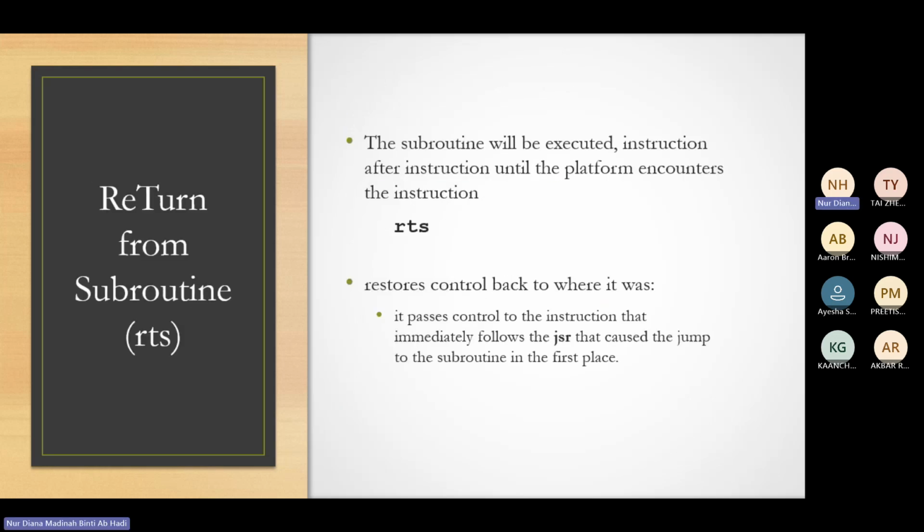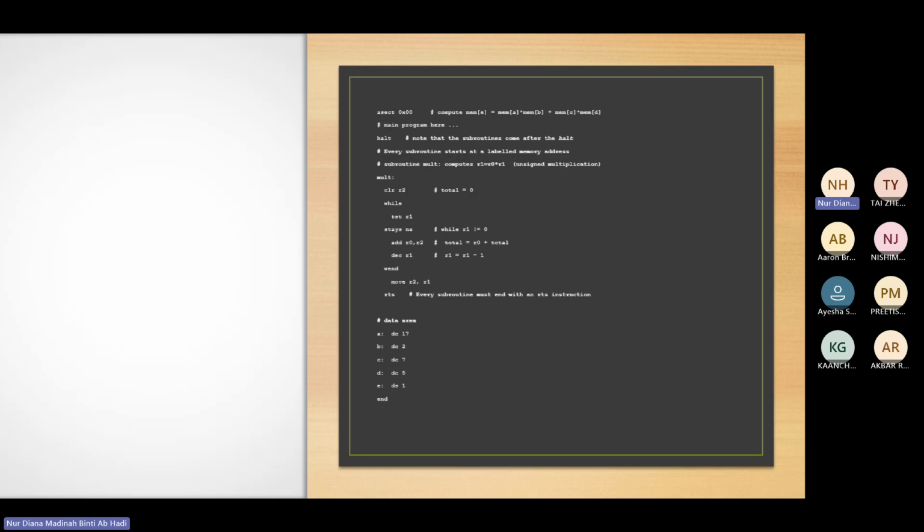The subroutine will be executed instruction after instruction until the platform encounters the instruction RTS. RTS restores control back to where it was. It passes control to the instruction that immediately follows the JSR that caused the jump to the subroutine. JSR means jump to subroutine in the first place, and RTS is known as return from subroutine. So they are a pair. This will be the example of your code.